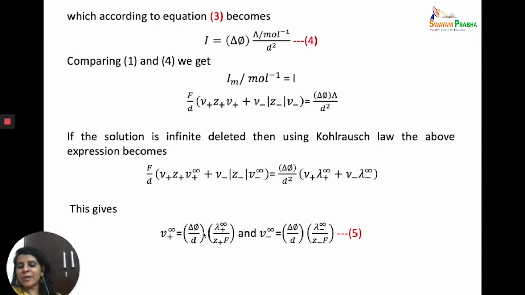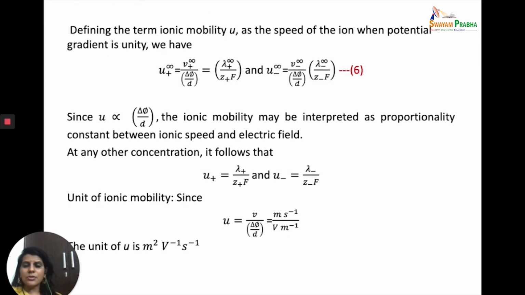Now what is delta phi by D? It is nothing but potential gradient, because delta phi is the potential and D is the distance. So we had defined ionic mobility. Ionic mobility is nothing but the speed of the ion when potential gradient is unity. So if delta phi by D is equal to 1, then U plus infinity is equal to V plus infinity upon delta phi by D, which is simply V plus infinity.